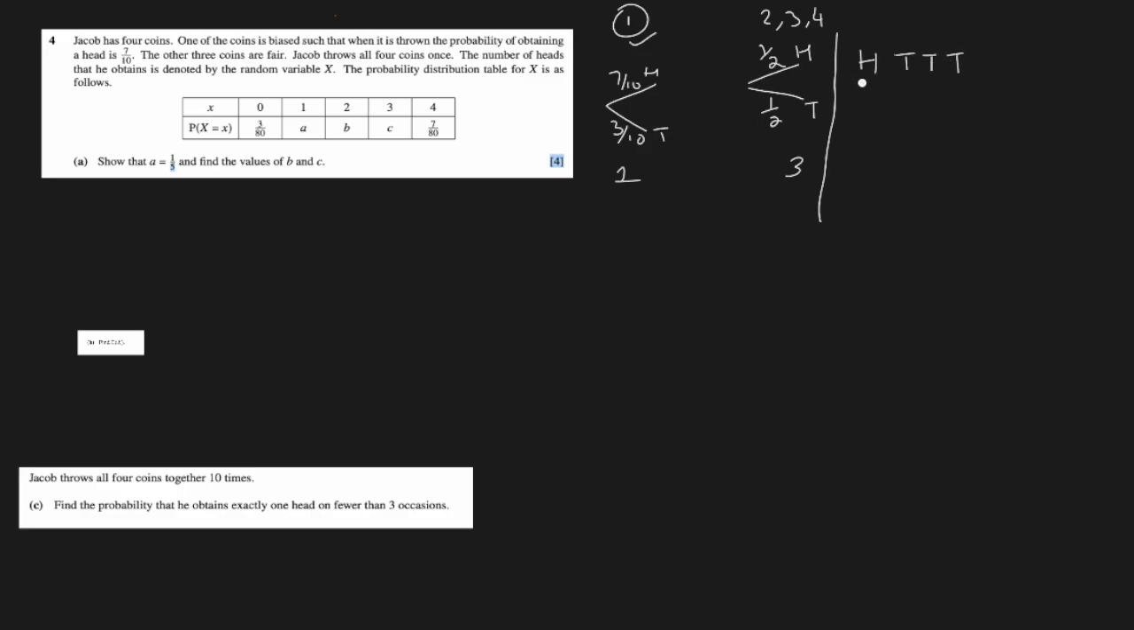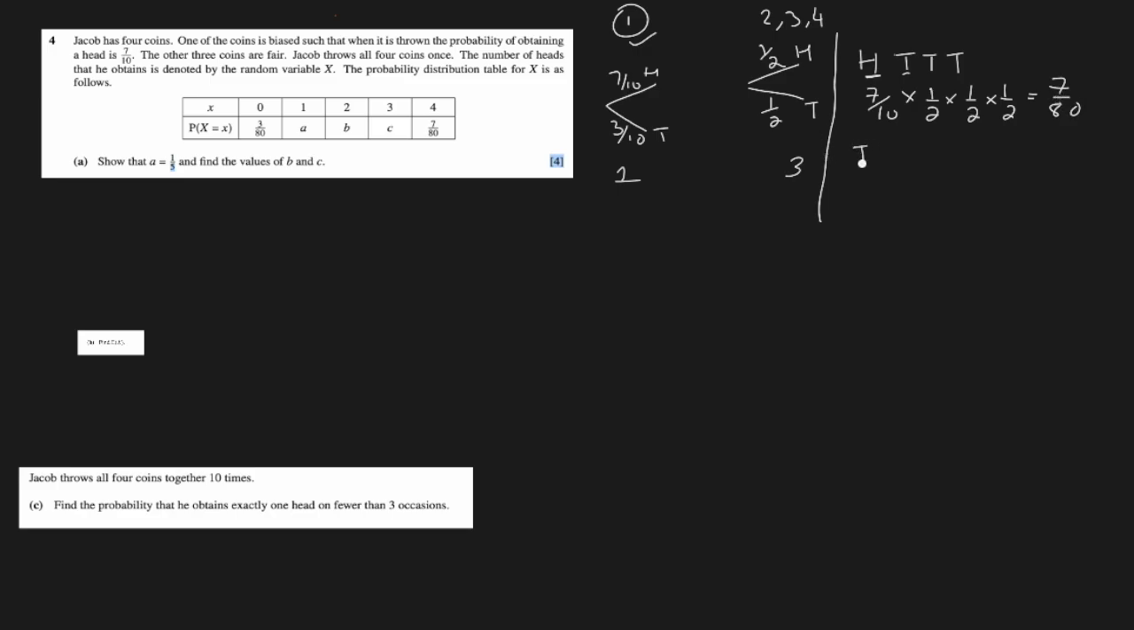So let's write the probability of this one. Probability of head is 7/10 times the probability of tail in each of the others, which will be half, since it's a fair coin. So it will be 7 divided by 80.